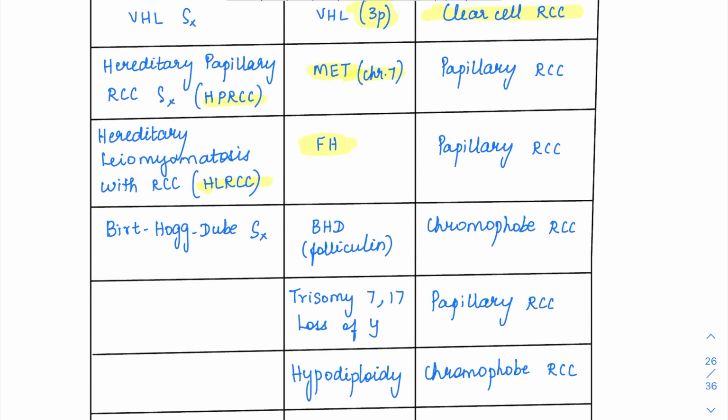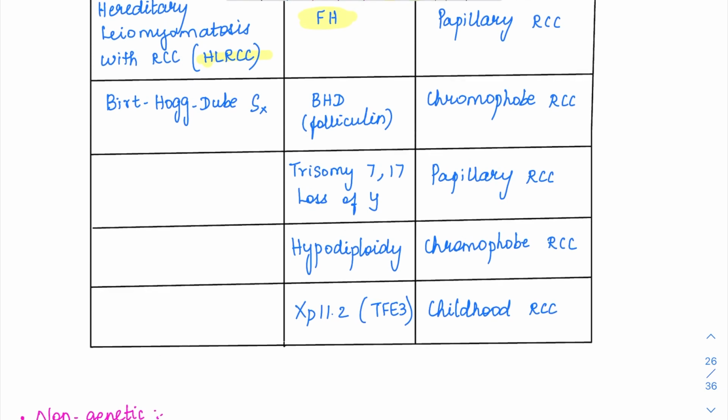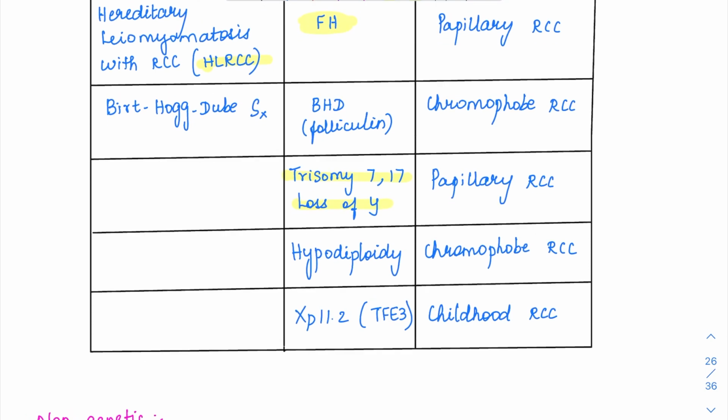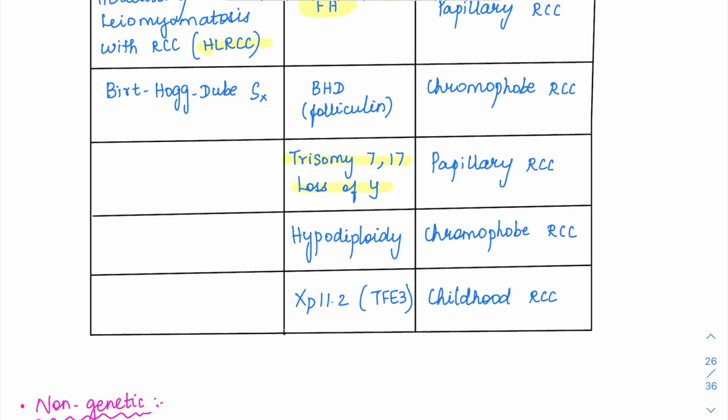And here the gene mutated will be fumarate hydratase. So fumarate hydratase, we know it is an enzyme involved in the Krebs cycle. So that gene is going to be mutated and it can result in a papillary RCC. Suppose there is a sporadic kind of mutation for papillary RCC, then it will be involving the trisomy 7 and 17 and loss of Y chromosome. So genetics of papillary RCC, you will have to remember this also: trisomy 7 and 17, loss of Y chromosome, fumarate hydratase, and MET chromosome 7 mutation. So this is also there for papillary RCC.